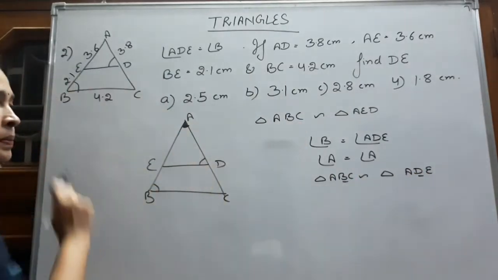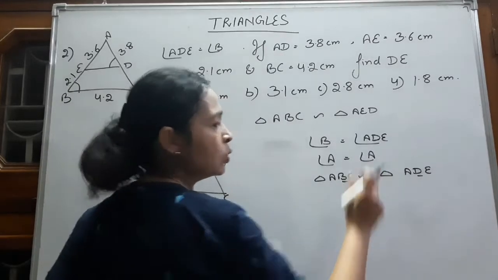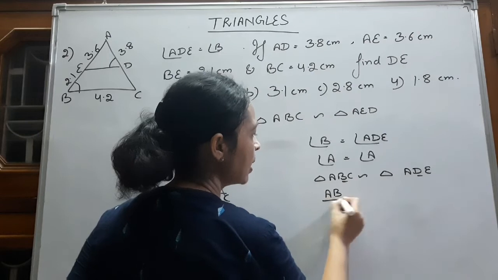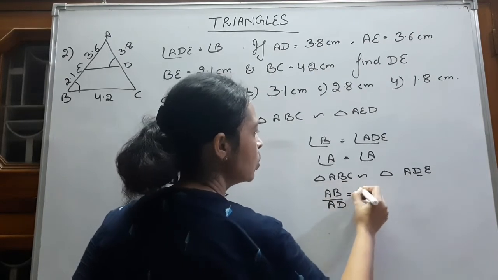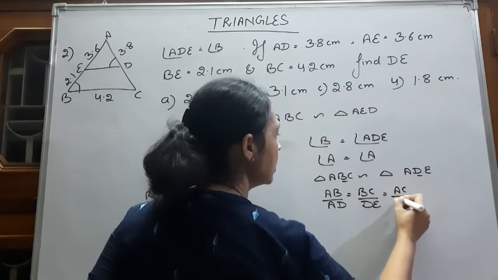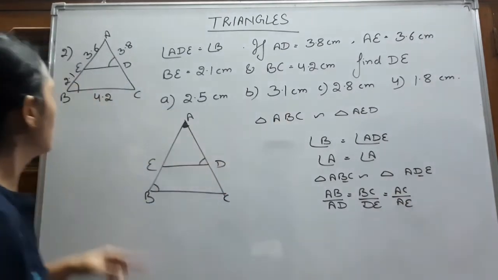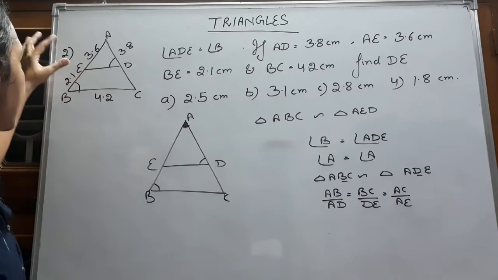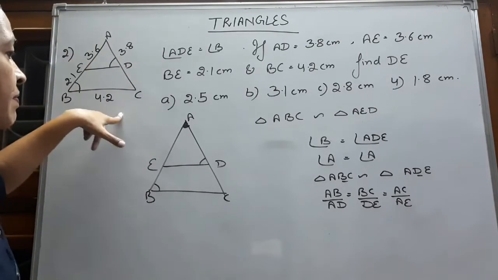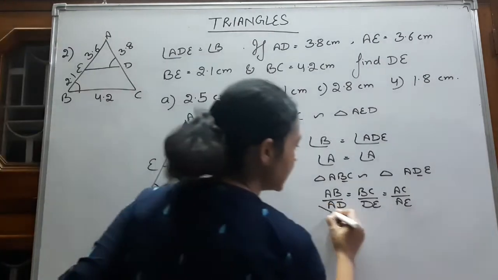ADE. D and B are equal. Clear? Now, when both triangles are similar, their sides are proportionate. So, AB upon AD equals BC upon DE equals AC upon AE. Now, we have AB given. AB we have, AD also we have, BC we have, to find DE.